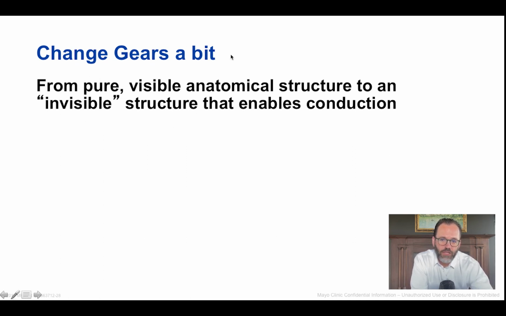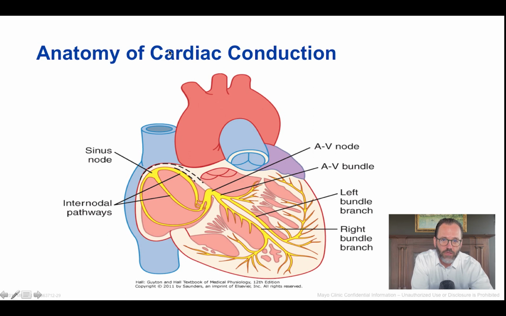So we're going to change gears a bit here. We're going to go from these pure visible anatomical structures to an invisible structure that enables conduction, which would be the closing portion of this lecture. When we're looking at the anatomy of cardiac conduction, what we have is a sinus node, which is really the pacemaker of the entire cardiac system. That's up here at the upper portion of the right atrium.